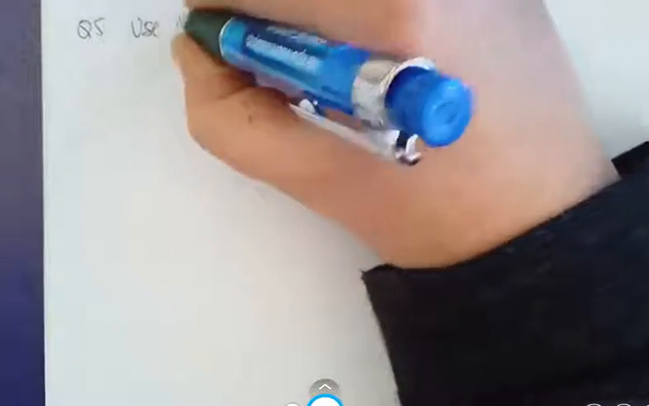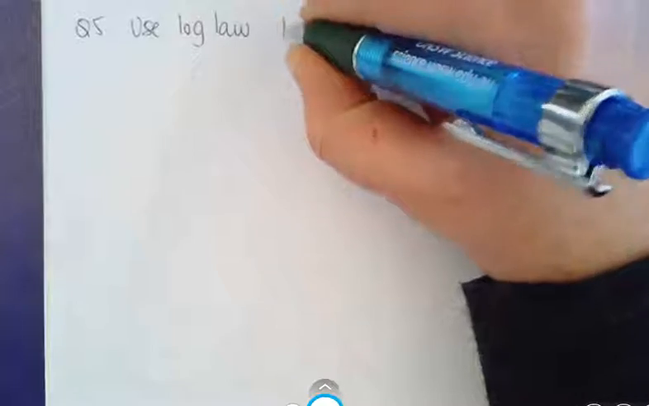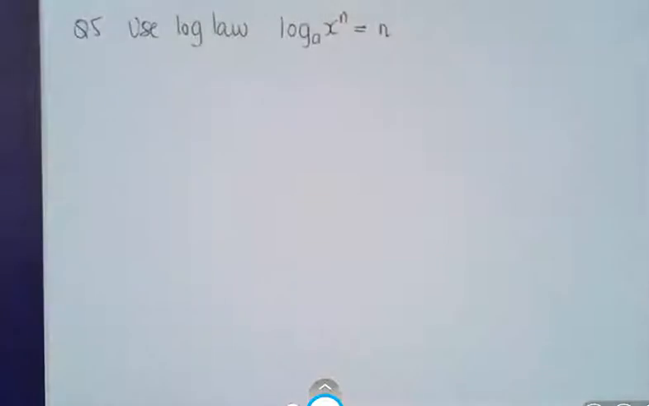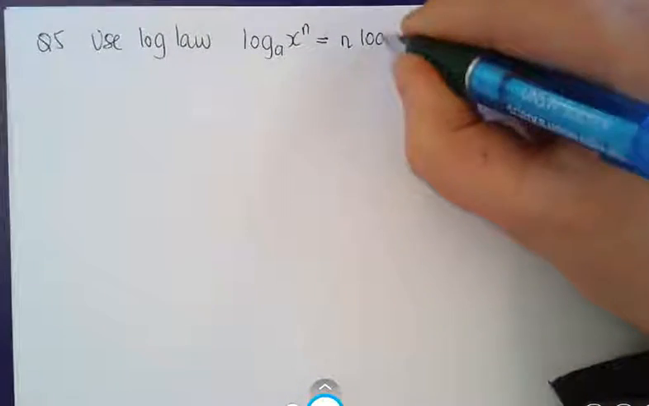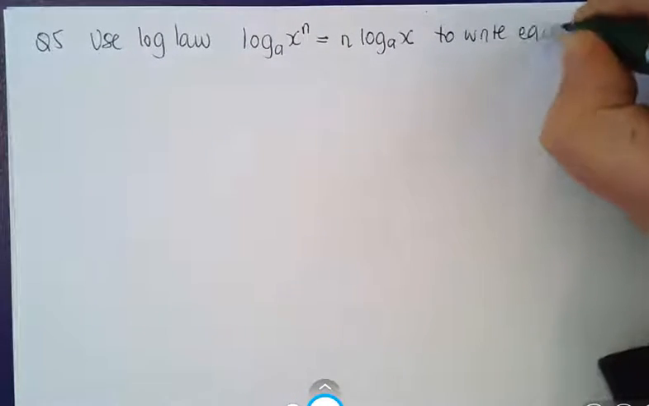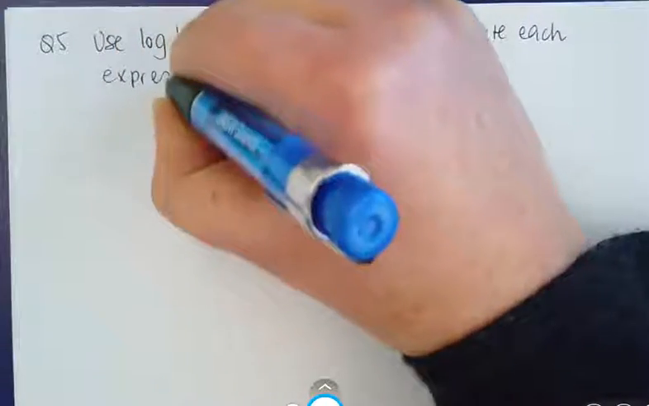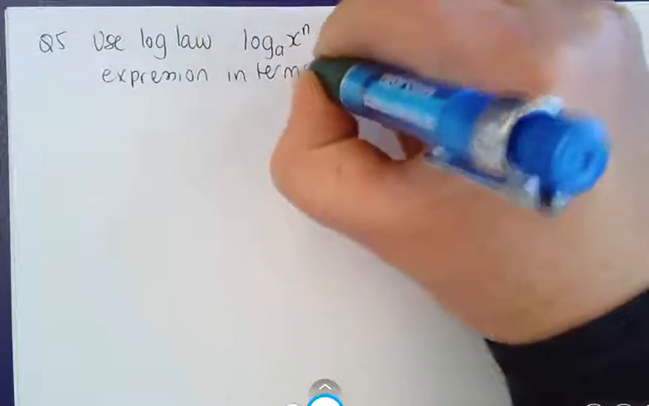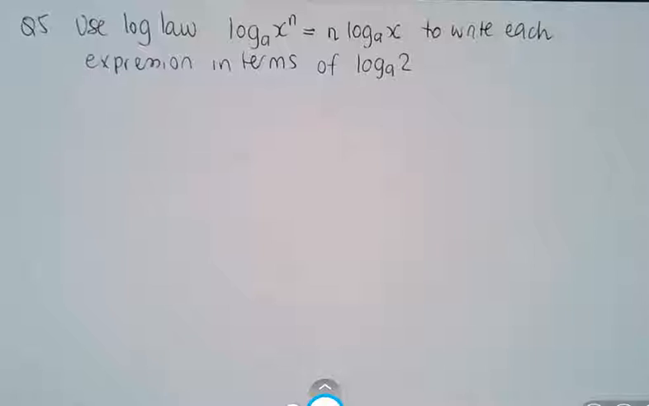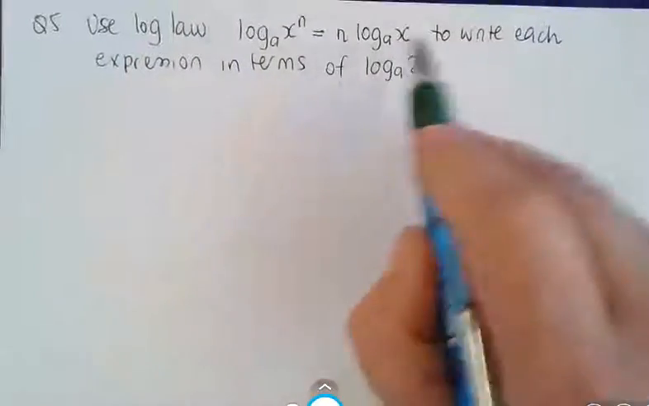So use the log law, this one. Log to the base a of x to the power of n equals n times log to the base a of x. Remember, that's when you bring the power down. To write each expression in terms of log to the base a of 2. So the other type of thing that you're going to see where you've got to multiply or add: the multiplying goes with the adding, the division goes with the subtraction, and the power one, you bring the power to the front.